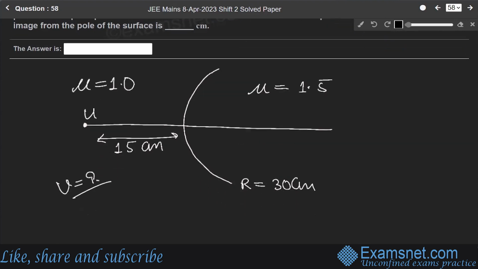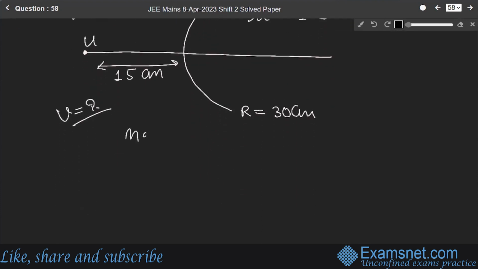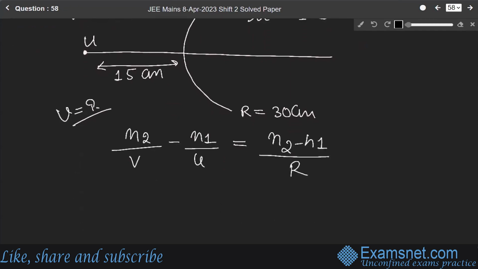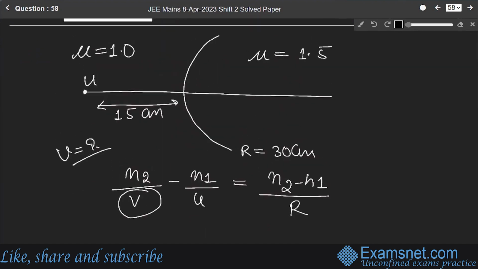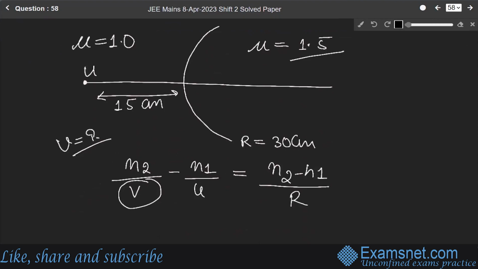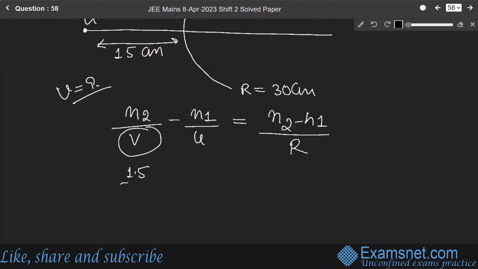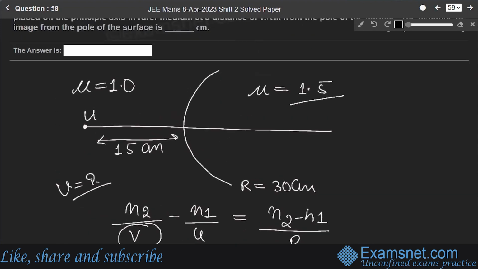So there is a very simple formula for this, that is N2 over V minus N1 over U equals N2 minus N1 over R. Now we have to find the value of V. So we will solve like N2, 1.5 over V minus N1, 1 over U. Since the object is on the left hand side of this curvature, we will take U as negative using sign convention.